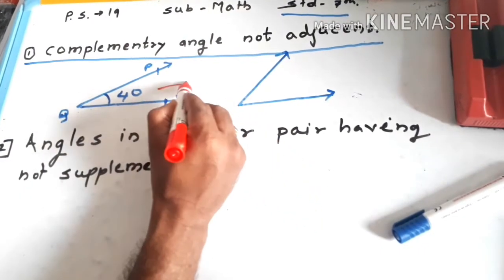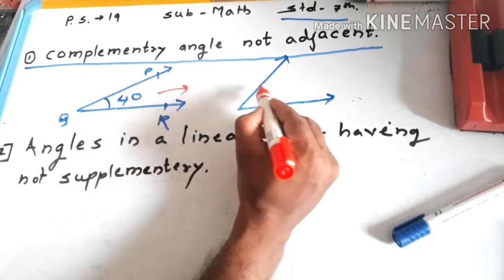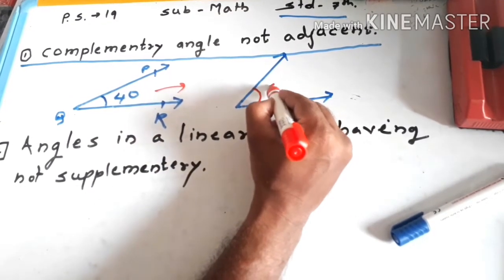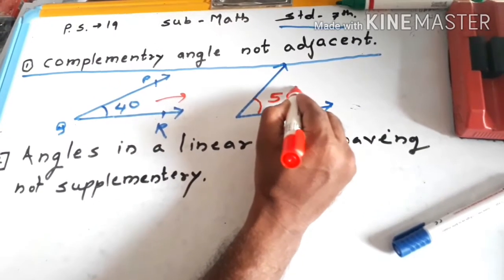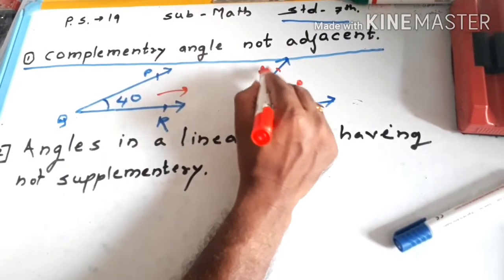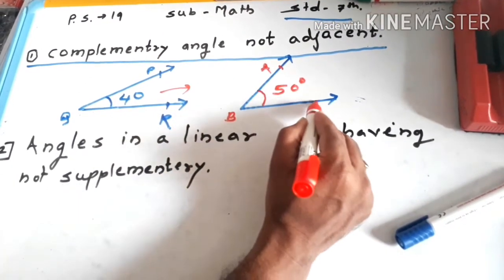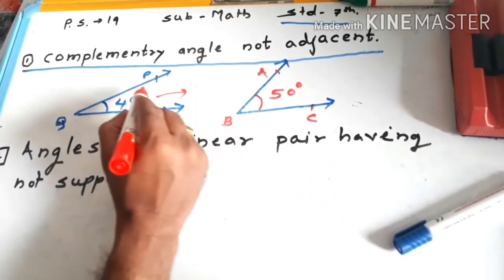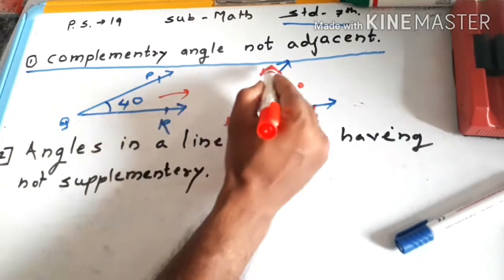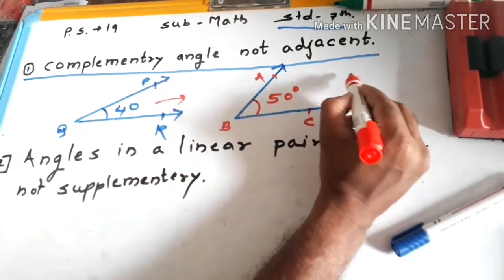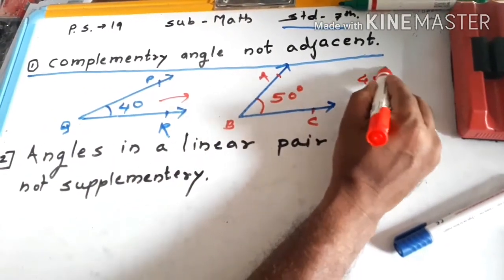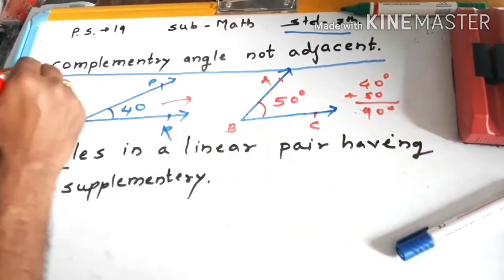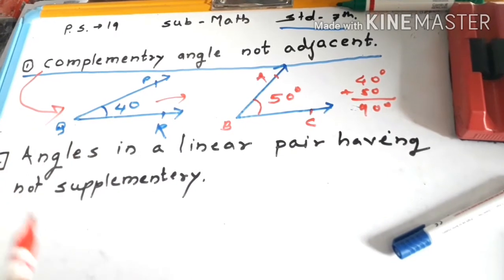So one angle is 40. So the other angle is 90 minus 40. So it is 50. Now name this angle as you wish. So both angles, angle PQR and angle ABC, the addition of their angles is 40 degrees plus 50 degrees equal to 90 degrees. Hence this question is solved in this way.